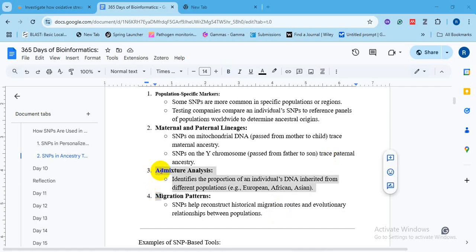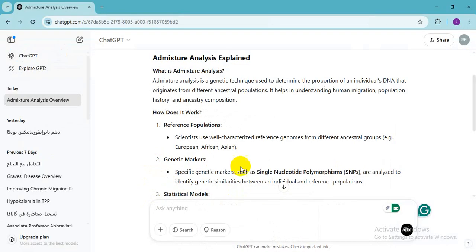Okay, number 3, admixture analysis. It identifies the proportion of an individual's DNA inherited from different populations: European, African, and Asian. I took this paragraph, copied it, went to ChatGPT and asked it to explain to me. It said: admixture analysis is a genetic technique used to determine the proportion of an individual's DNA that originates from different ancestral populations. It helps to understand human migration, population history, and ancestral composition.